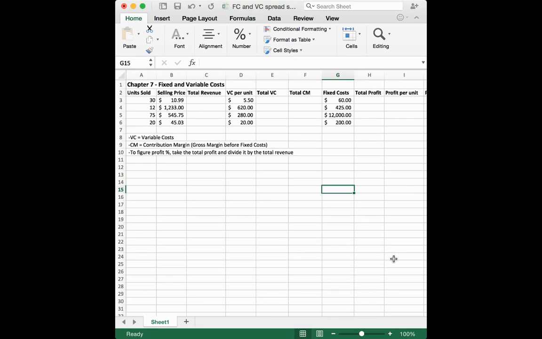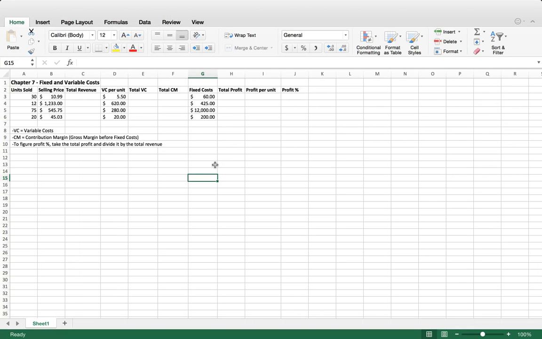What I am going to go over, after I expand this so that you could see it a little bit better, are the answers to the spreadsheet problem, which is all about determining the fixed and variable costs and ultimately coming up with the total profit for each one of these items. It's pretty simple.